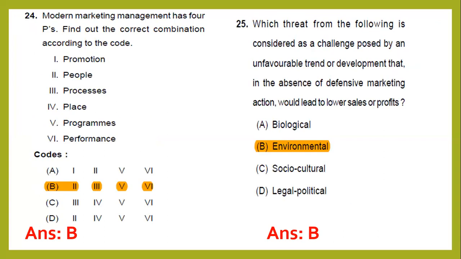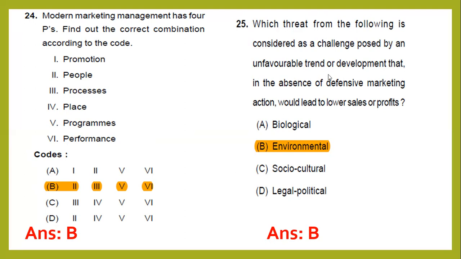Next, we go for 24th question. Modern marketing management has 4 P's. Find out the correct combination according to the code. The code is B: people, process, programs and performance. This is what is called modern marketing management. The traditional one is 4 P's: product, price, place, and promotion. The modern one consists of people, process, programs, and performance. So correct option is B.